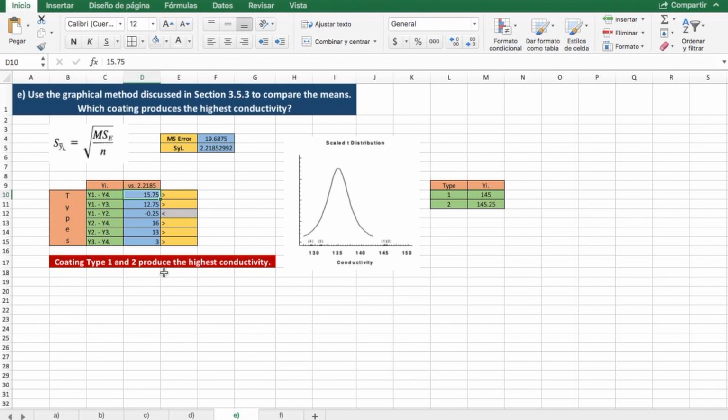So the only difference is between average 1 and average 2, because the value is smaller than the one we obtained. This means that coding types 1 and 2 produce the highest conductivity. And here is a small graph to explain how it is obtained.